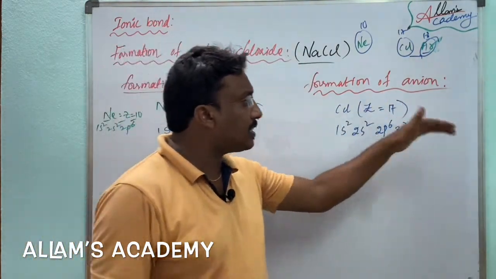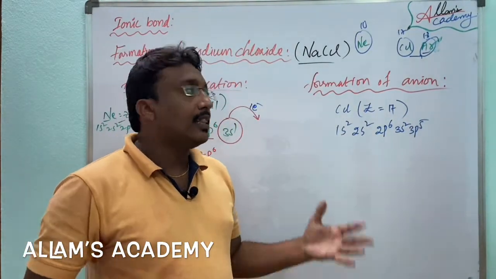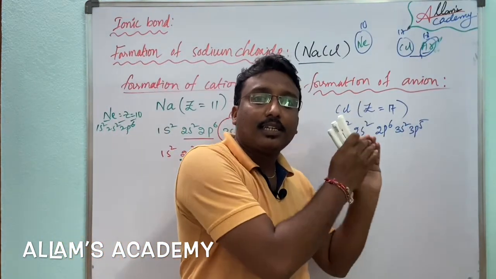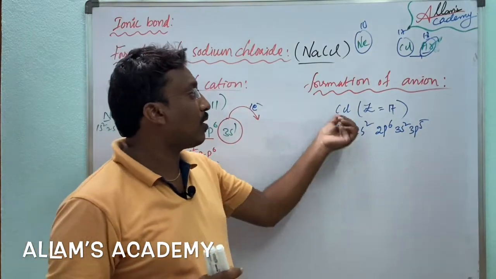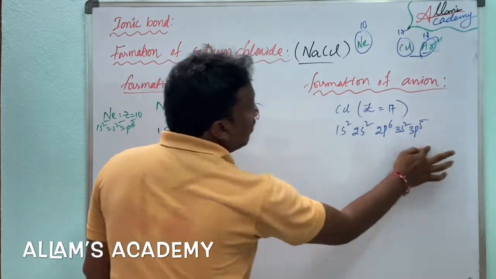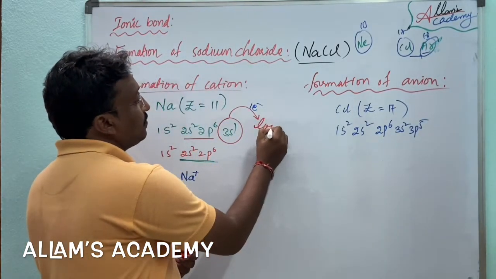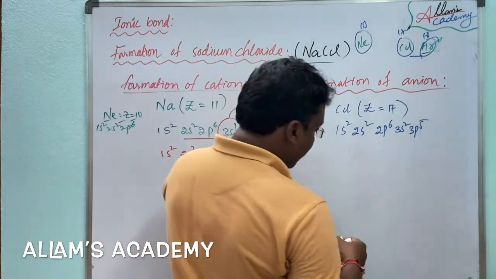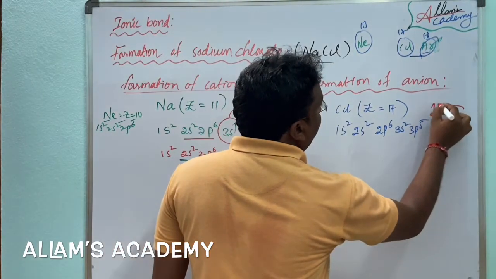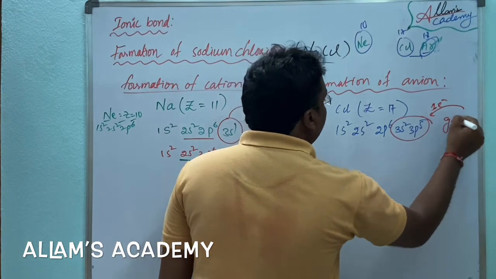If it loses 7 electrons, the nuclear charge increases and the chlorine may be destroyed. So that means it's better to gain 1 electron. Sodium loses one here, and here chlorine gains 1 electron.